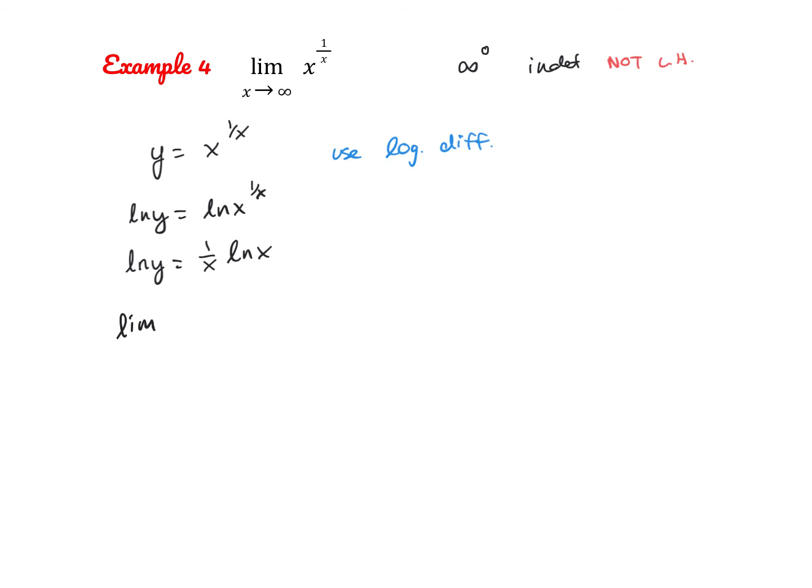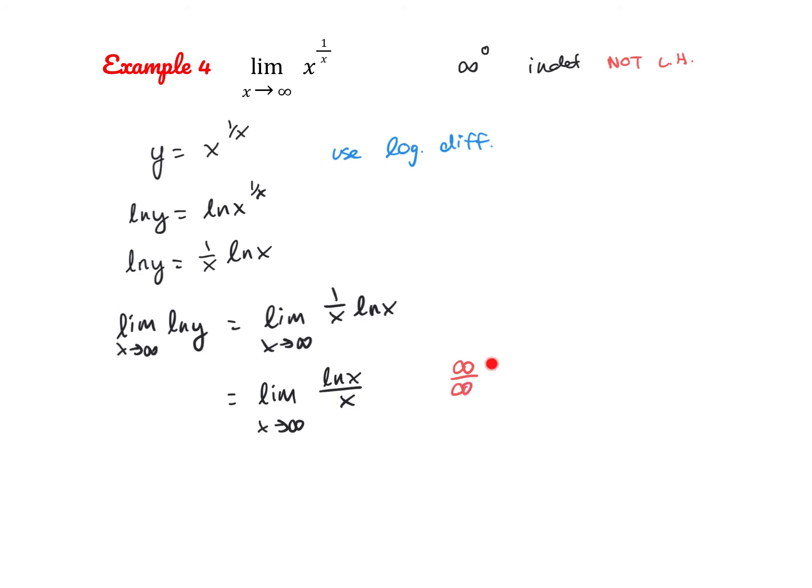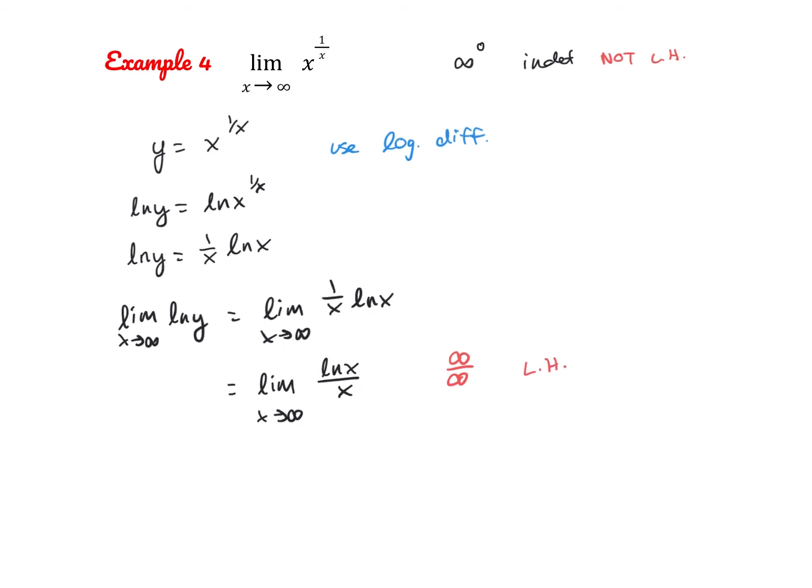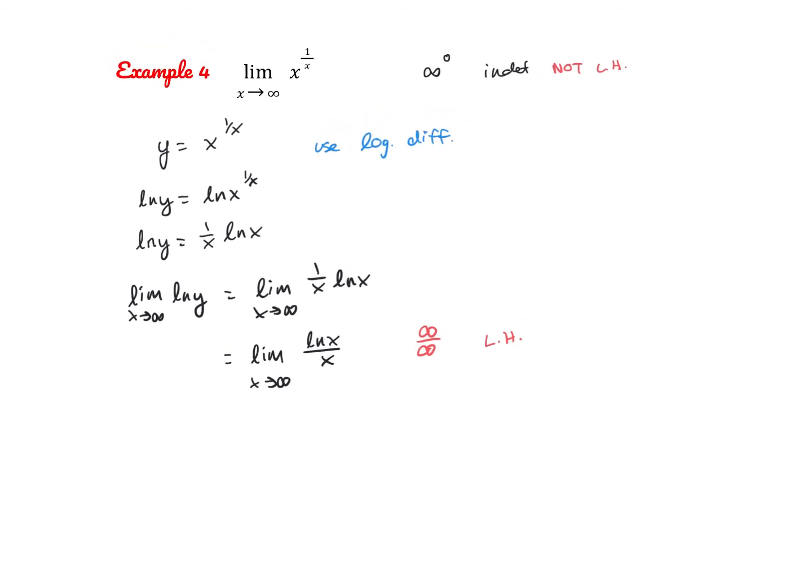So we're going to take the limit as x approaches infinity of the natural log of y, which is the limit as x approaches infinity of 1 over x natural log of x, right, because these two expressions are equal. Now if I rewrite this, the limit as x approaches infinity of natural log of x over x, and we do our direct substitution, we end up with infinity over infinity, which is one of our indeterminates where we can use L'Hopital's rule. So we're going to do the derivative of the numerator and the denominator.